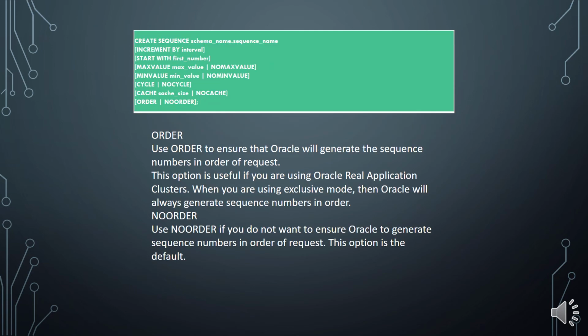ORDER is useful if we are using Oracle Real Application Clusters. When we are using exclusive mode, then Oracle will always generate sequence numbers in order. NOORDER is the default. It is used when we do not want to ensure that Oracle generates sequence numbers in order of request. But ORDER is used to ensure that Oracle will generate the sequence numbers in order of request.